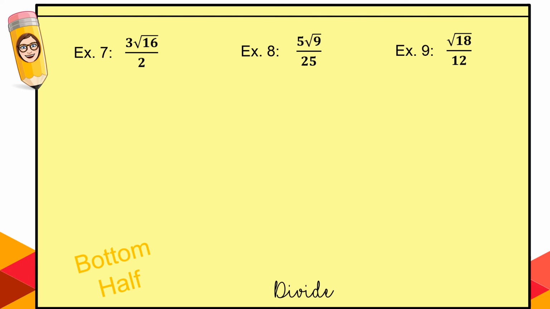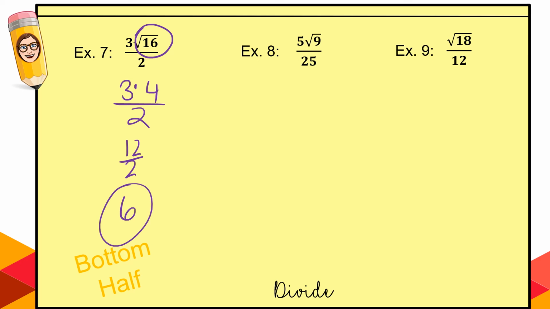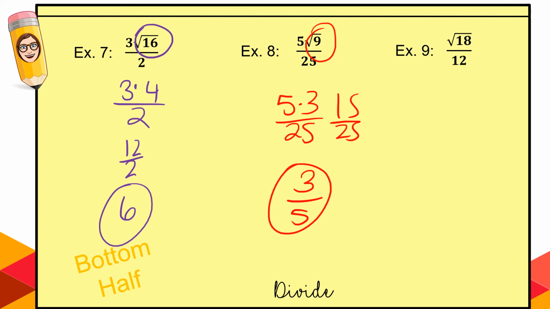All right, example 7. Oh, look at that, square root of 16. That's 4. They're next to each other, so we multiply. 12 divided by 2. 6 again. Square root of 9. Square root of 9 is 3. We multiply those. 15/25. That reduces down to 3/5.